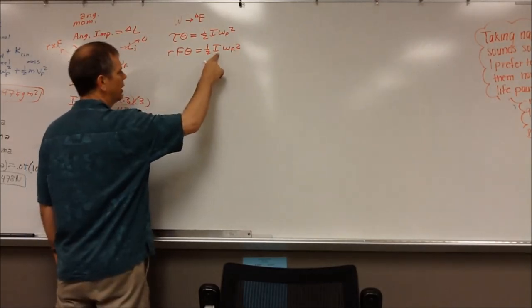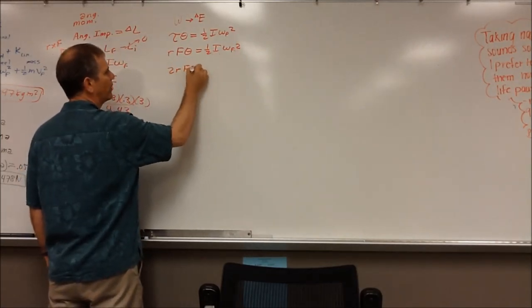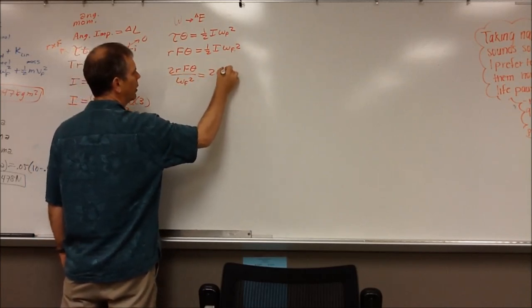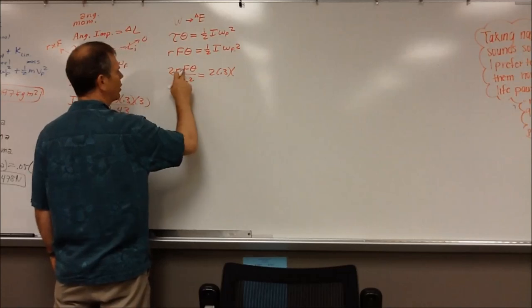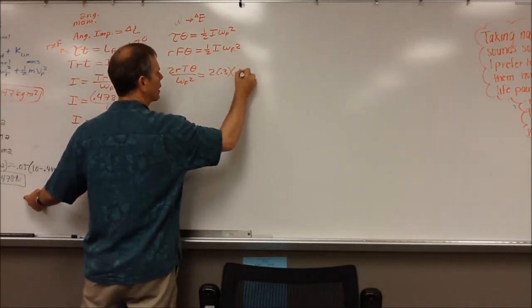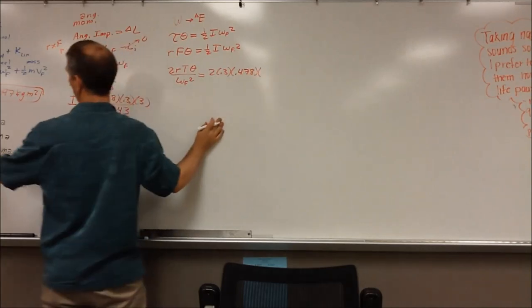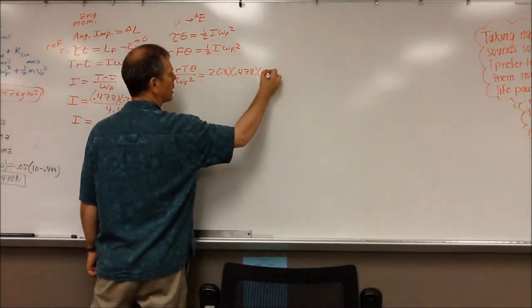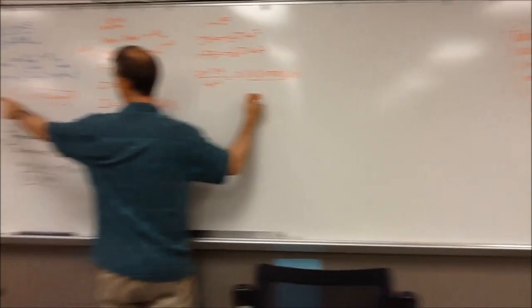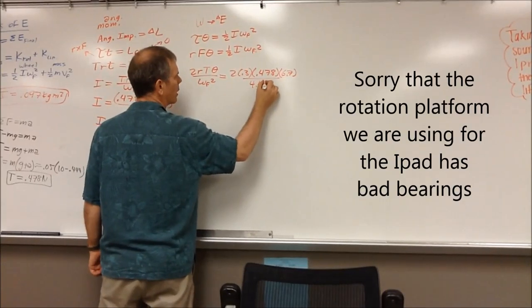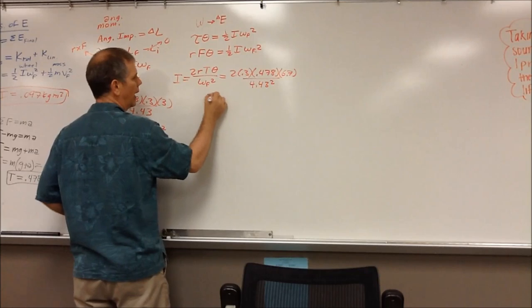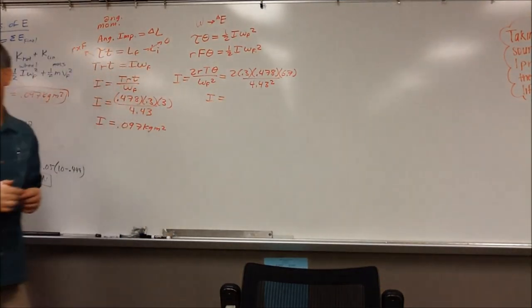So I'm going to solve for this. I get 2 R F theta divided by omega final squared, which is 2 times 0.3. And this force is actually the tension, and the tension we found to be 0.478. Our theta we found to be 6.7 radians, divided by omega final, which is 4.43, squared. That all equals I. And I'm betting if you put that together, you get 0.097.